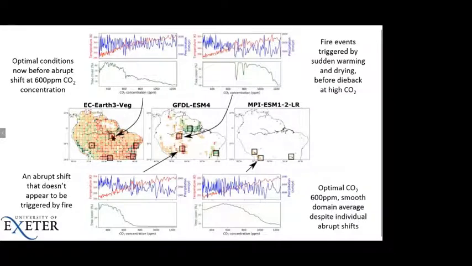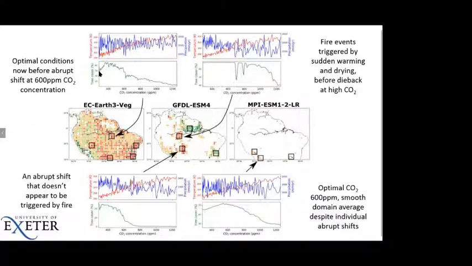So here we take one box and we take the domain average within this box and plot the temperature in red and the precipitation in blue in the top panel. And in the bottom panel, we plot the tree cover. If we work clockwise, starting in the top left, this is an example from the EC Earth model.